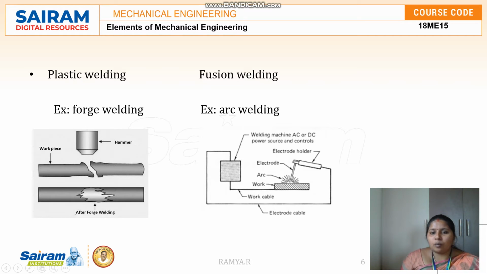And for fusion welding, the example is arc welding. Arc welding means an electrode is used to join the gap between the two workpieces. So this is an arrangement of arc welding.